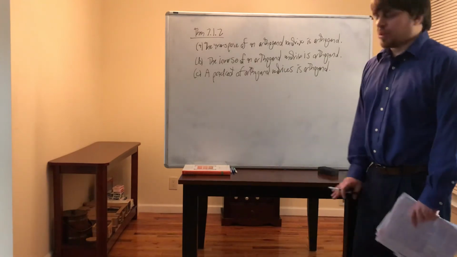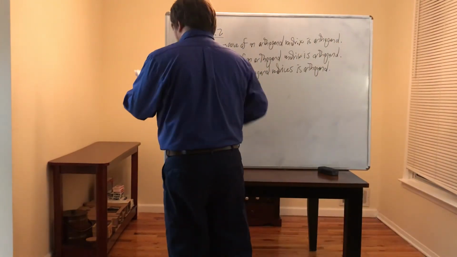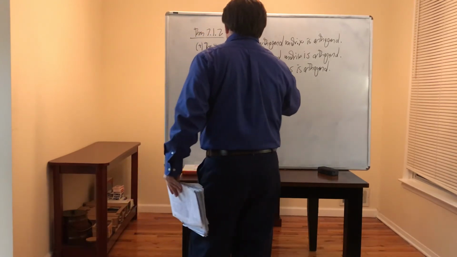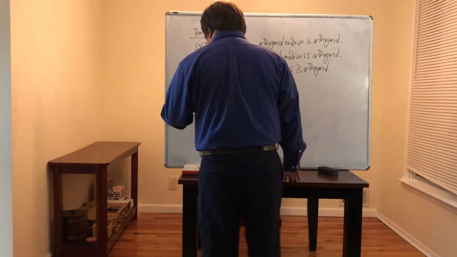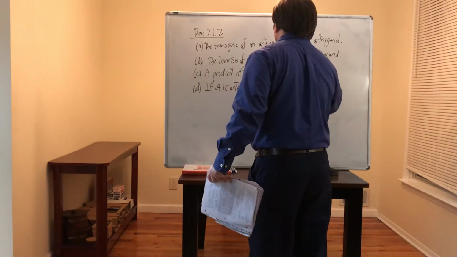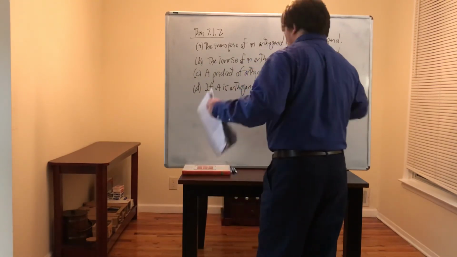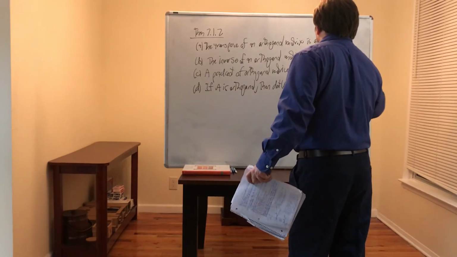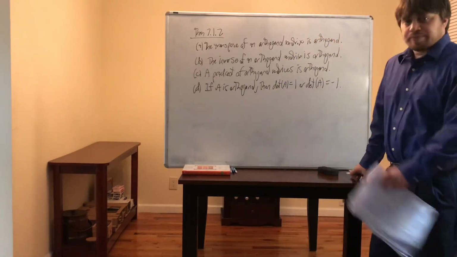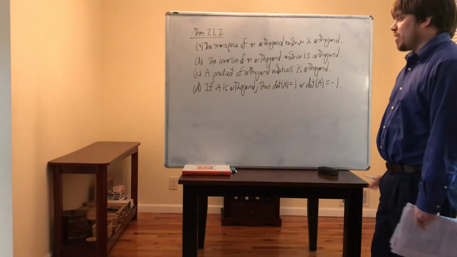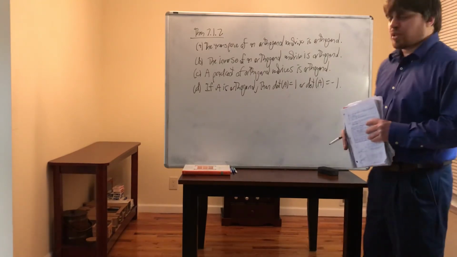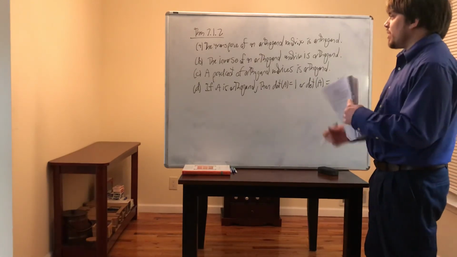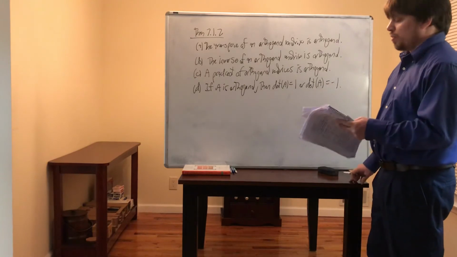D, if A is orthogonal, then the determinant of A is equal to 1, or the determinant of A is equal to -1. So once you have an orthogonal matrix, its determinant is either plus 1 or minus 1. And that's all 4 of those statements in Theorem 7.1.2.